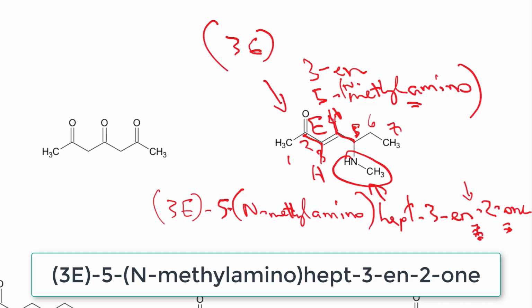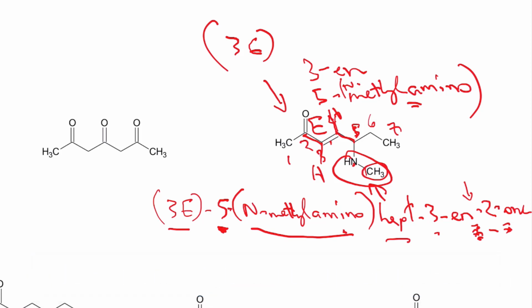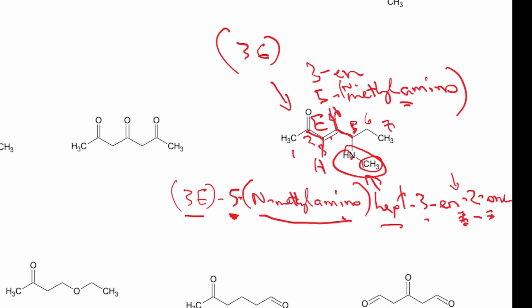So let's see if we got everything. So the hept means we have 7 carbons, so that's accounted for. In the 3 position is a double bond, and not only is it a double bond, we know the stereochemistry is an E. In the 2 position is the highest priority group, which is the ketone. And then in the 5 position, right here, we have an N-methyl amino. So I've got an amino group, but on the amino is also a methyl. So that incorporates this entire name.